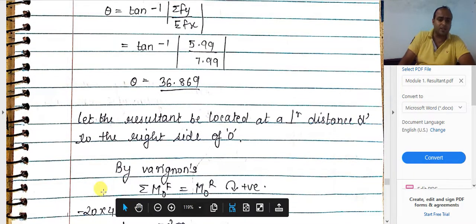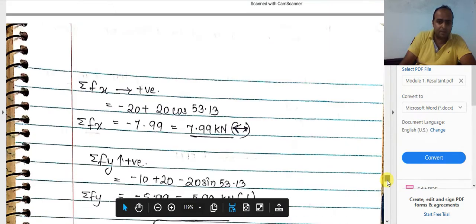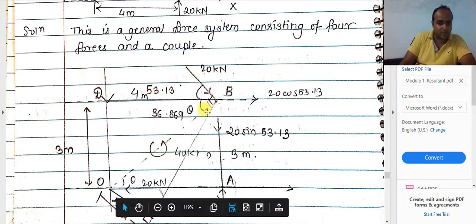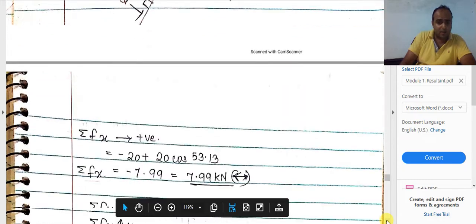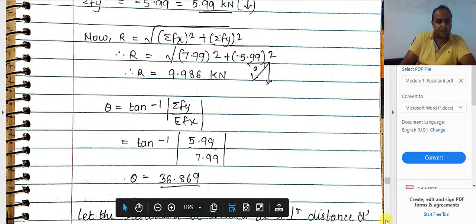Now, location of the resultant. Let the resultant be located at a perpendicular distance small d to the right hand side of O. We have just assumed it, as you can see in the diagram. It will be definitely acting towards the third quadrant. I am talking about the resultant, my dear friends. And this perpendicular distance d we have simply assumed. If this value comes out to be negative, definitely it will be on the other side.